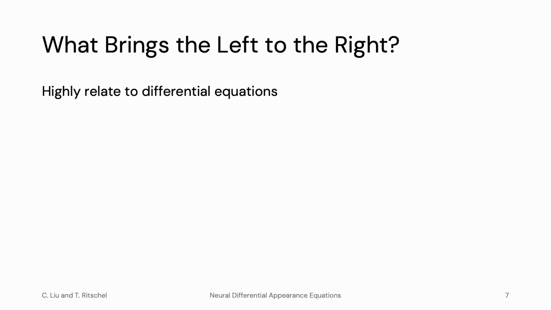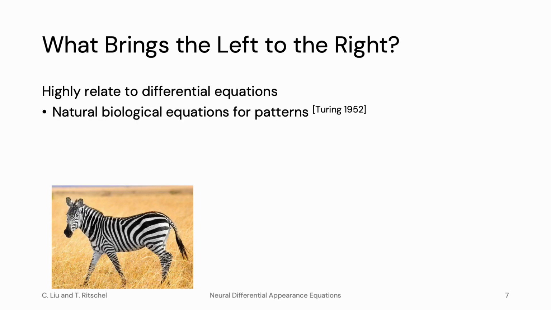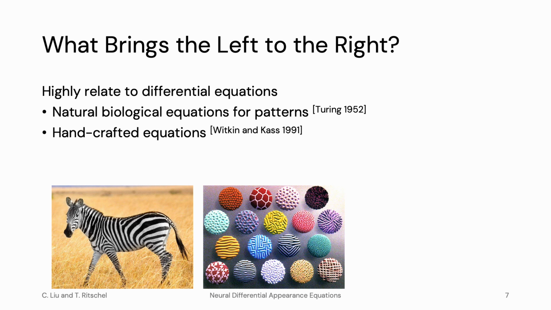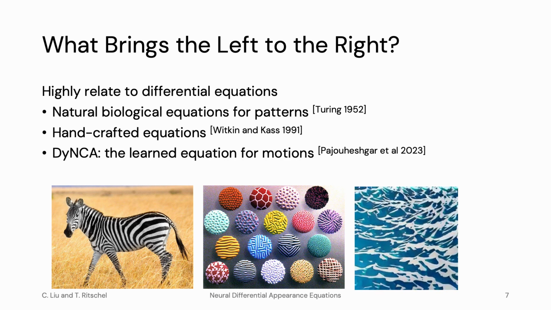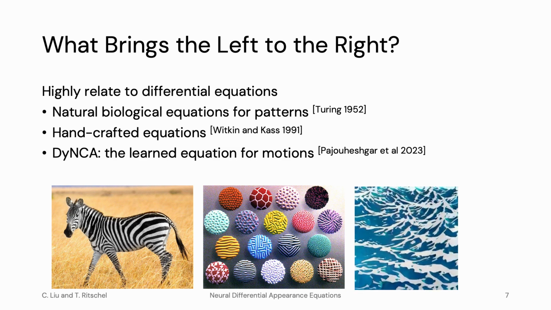In fact, it is highly relevant to differential equations. Back in time, a seminal work done by Turing claims that there are many biological equations which can explain texture patterns found in animals, like zebra stripes. This idea is then adopted by Witkin and Kass, who handcrafted some equations for texture synthesis. It allows you to solve an equation to get static textures from noises. A recent work called DyNCA incorporates machine learning, which learns motion equations from data.